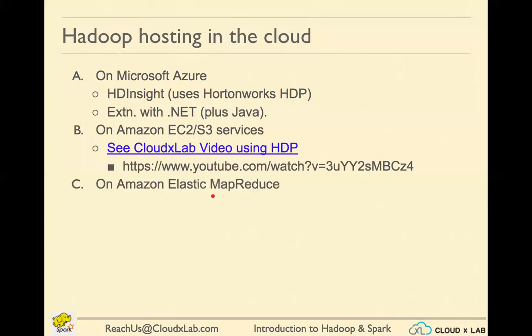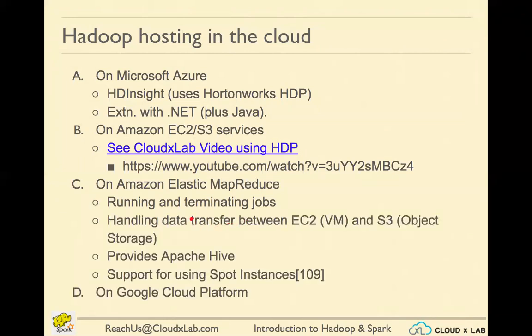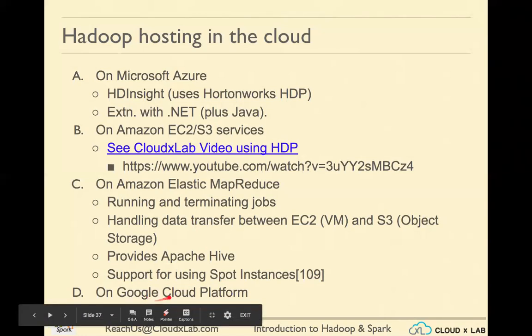All right, so we've installed CloudX Lab on Amazon EC2, and here are the instructions if you want to install your own lab. Now, the third one is instead of installing Hadoop, you could just use an Amazon service called Elastic MapReduce. That's only for MapReduce, one component of Hadoop, not everything. Okay, so these are the options, and then using Google Cloud Platform, by using the same strategy, we can install Hadoop on the Google Cloud Platform as well.